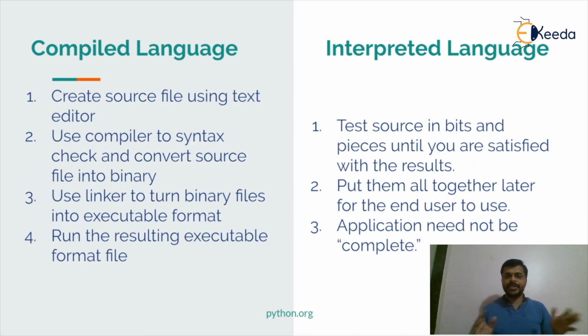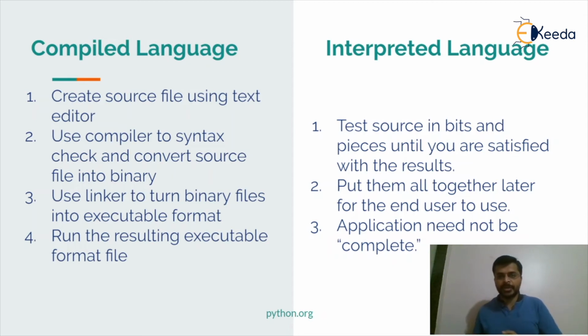So let's see the difference between the two. In a compiled language, we create a source code and save it in some file. Then we compile that source code by giving it to the compiler, which checks all the syntax in the file and then converts this source file into a binary file. Then we use a linker to turn this binary file into the executable file. And then we run that executable file so that we can get the output.